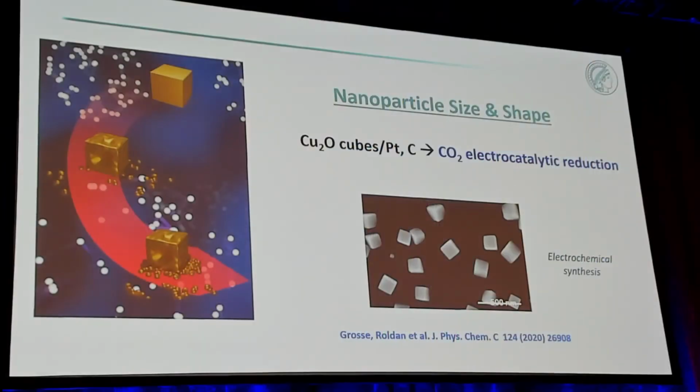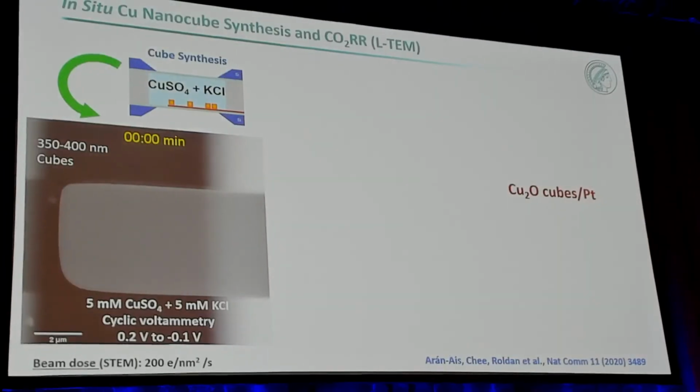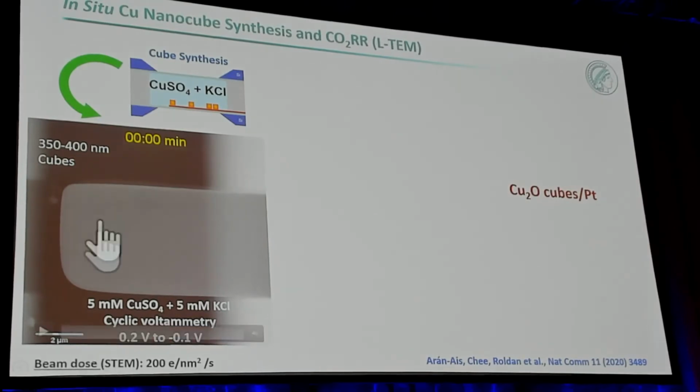So I keep increasing the complexity. I went from a single crystal to a rough surface. Now I'm going to go to nanoparticles, keeping with the theme of looking at the dynamic behavior of these particles under reaction conditions. So I can show you that we can synthesize nanoparticles electrochemically. So you see here an electrode, and I have an electrolyte with copper, and I have chlorine that is going to help me to stabilize the 1,0,0 facet.